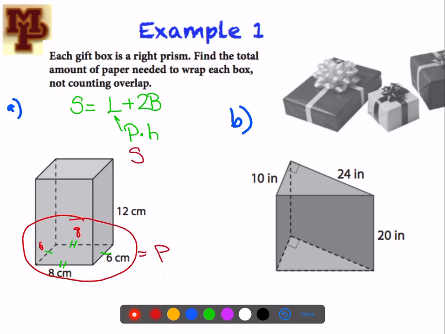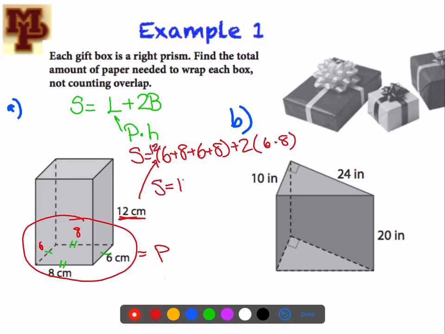So we have S is equal to 6 plus 8 plus 6 plus 8 plus 2 times the area of our base. Well, the area of our base is 6 times 8. I almost forgot to multiply this by height. Our height being 12. So I got 12 right here as well.